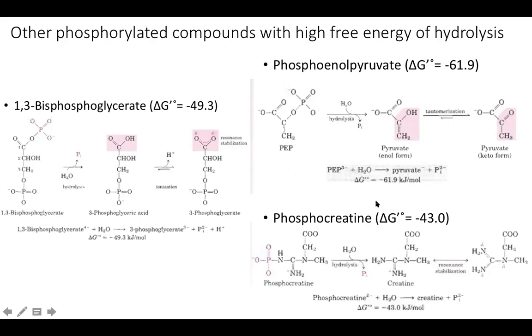Hydrolysis of phosphocreatine breaks a bond between phosphorus and nitrogen, which generates a free creatine that is stabilized by the formation of resonance hybrids.